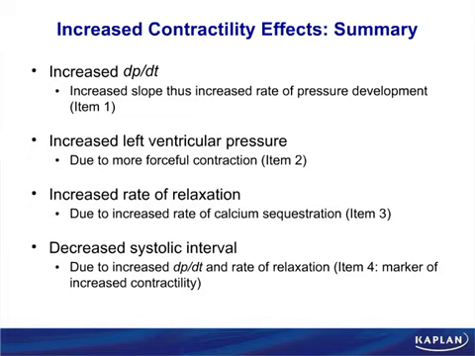This is your marker of contractility. It contracted faster, relaxed faster, therefore systolic interval went down. This is a marker of the inotropic state. Systolic interval is not influenced by Frank-Starling.